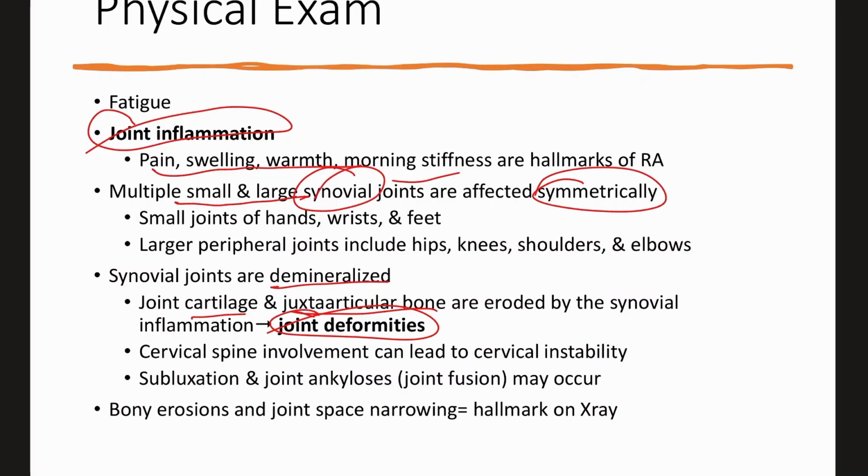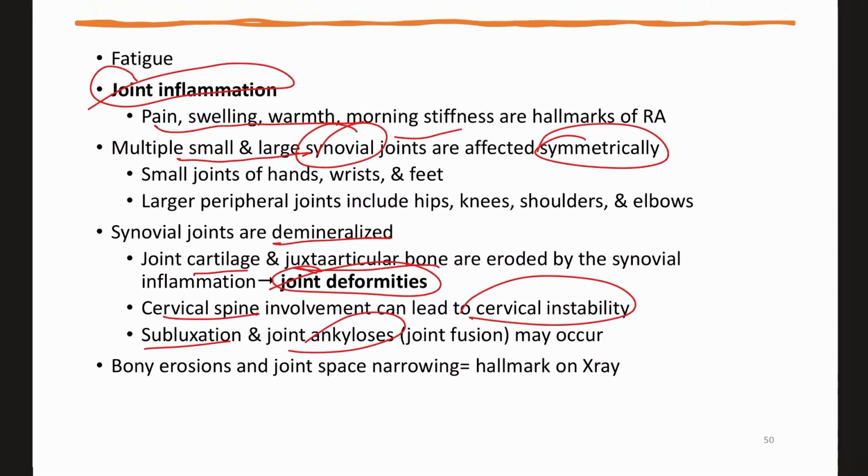Pain, so they won't use that joint anymore because of all the pain. If it's in the cervical spine, it can lead to cervical instability. They can't hold their head up anymore. Also subluxation, where the joint comes out of pocket. Ankylosis, the joint fusion, can also occur. But again, bony erosions, joint space narrowing on the x-ray. Osteoarthritis also has some bony erosion going on and joint space narrowing.